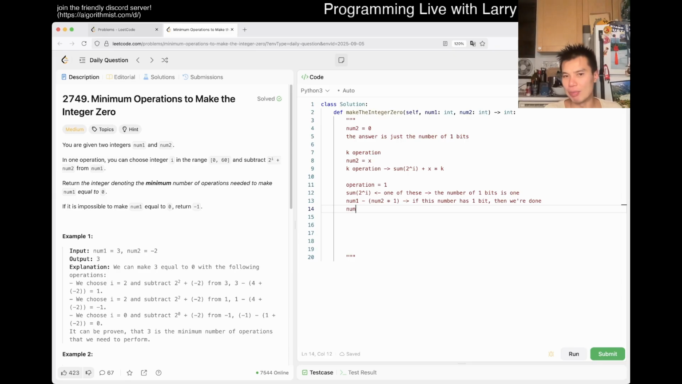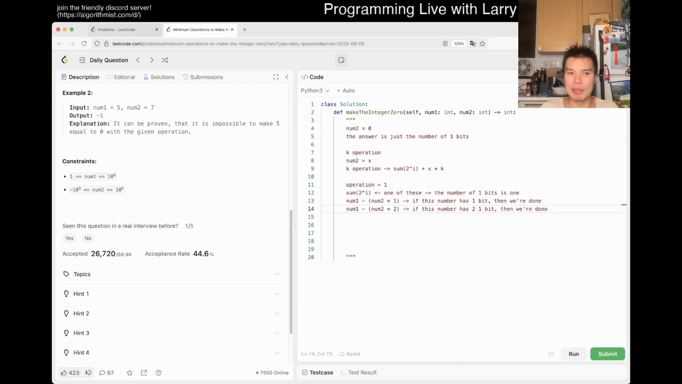And then now you try for 2. If this number has 2 1 bits, sorry, 2 1 bits. I think I'm saying that a little bit awkwardly, but you get the idea, hopefully. And then your question may be, well, how do you do the impossible case?